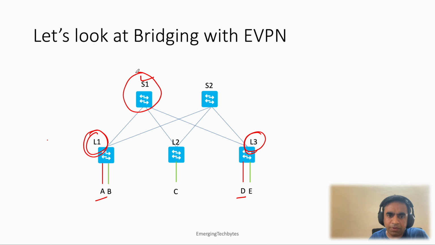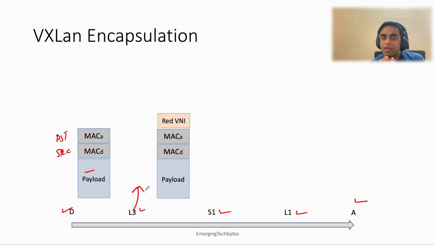Then it comes to the L3 device here, right? So what will L3 do? Because the packet came from down, L3 has to send it towards S1. But S1 is a VXLAN network, IP network, BGP EVPN, right? So it will put some encapsulation. What is the first thing it will put? It will put that VNI ID, so that when the other side, L1, receives it, it knows which VNI it needs to put this packet into.